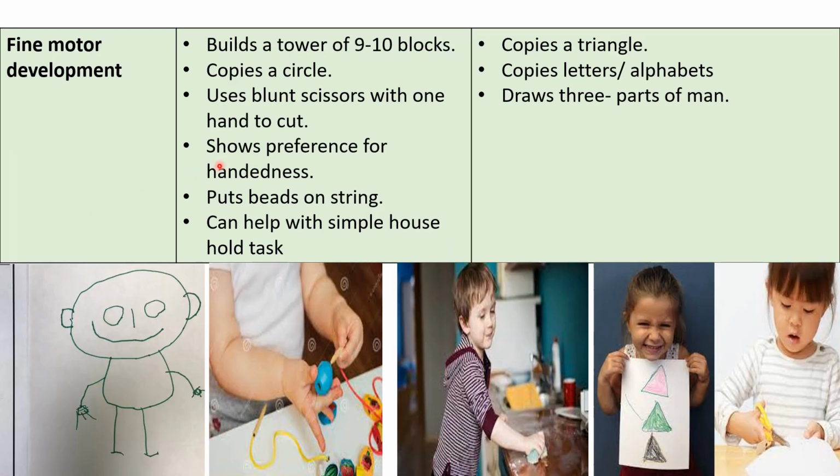Fine motor development. They build a tower of 9 to 10 blocks. They copy a circle. They use blunt scissors with one hand. Hand preference, you can understand at this age group whether they are using left hand or right hand for their activities. Then they put beads on a string. They will help in simple household tasks. They copy a triangle, they copy alphabets and draw a man with 3 parts. So this is a man with 3 parts the child has drawn, a preschooler has drawn.